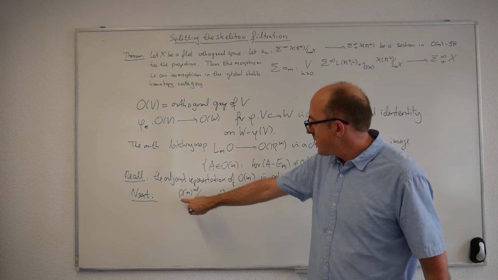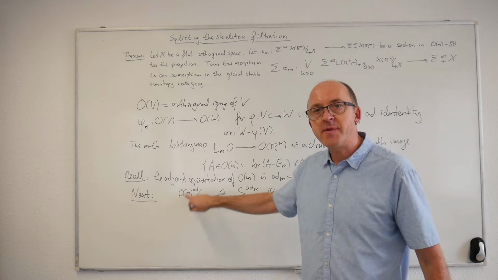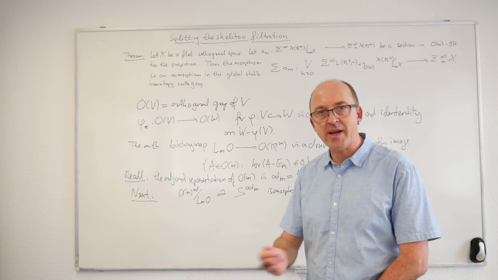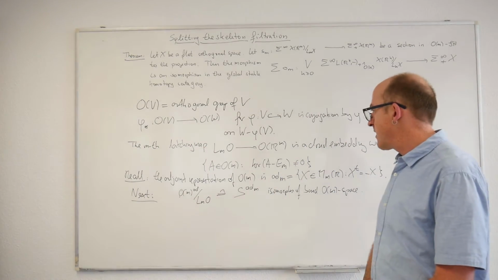I'm going to use this notation O_m to the ad to emphasize which action of OM on this space we're considering. Namely, we're considering the conjugation action or the adjoint action, not the left or right translation action. Ad indicates that OM is acting on itself by conjugation.